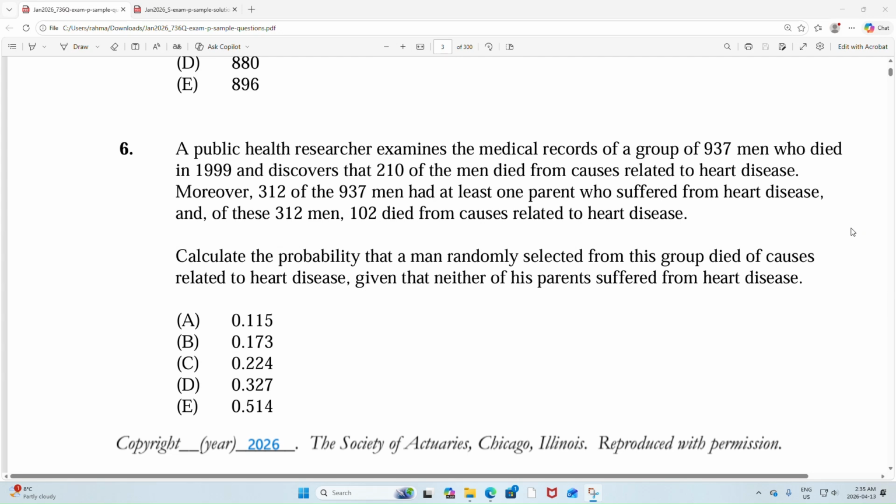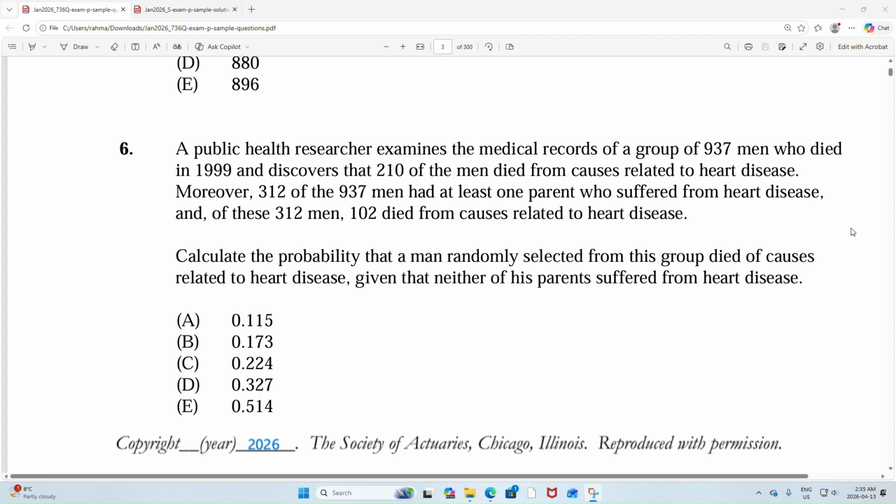Question number 6. A public health researcher examines the medical records of a group of 937 men who died in 1999 and discovers that 210 of the men died from causes related to heart disease. Moreover, 312 of the 937 men had at least one parent who suffered from heart disease, and of these 312 men, 102 died from causes related to heart disease.